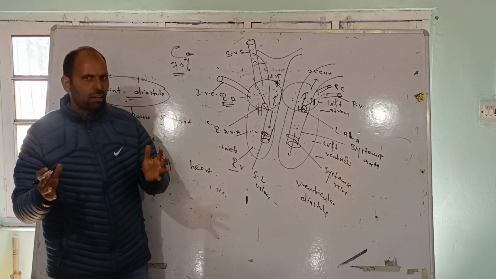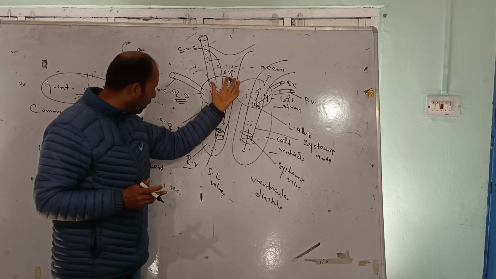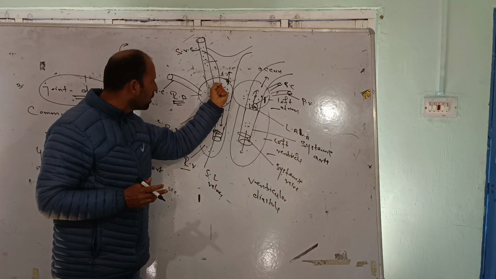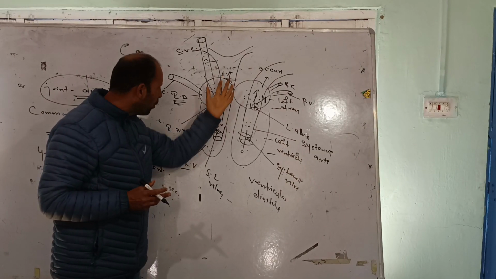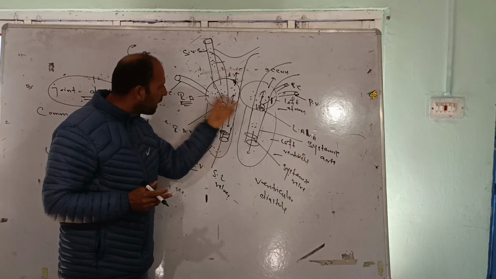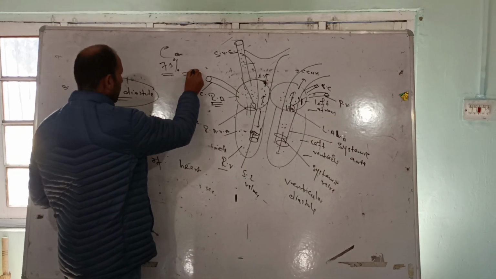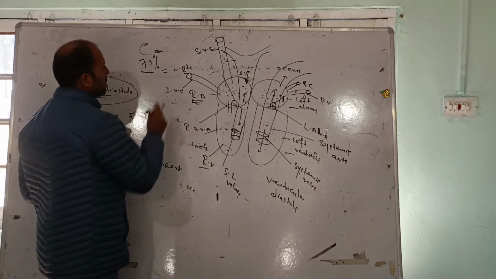So all these events, atrial systole, atrial diastole, ventricular contraction, and ventricular diastole, get completed in one heartbeat. That time is just 0.8 seconds. Thank you. Thank you very much.